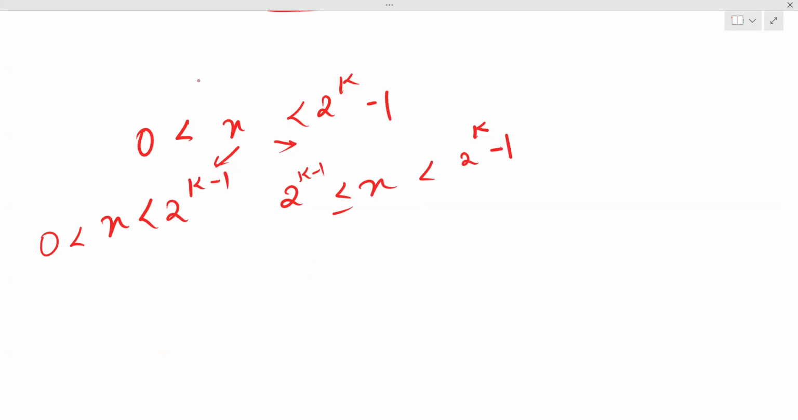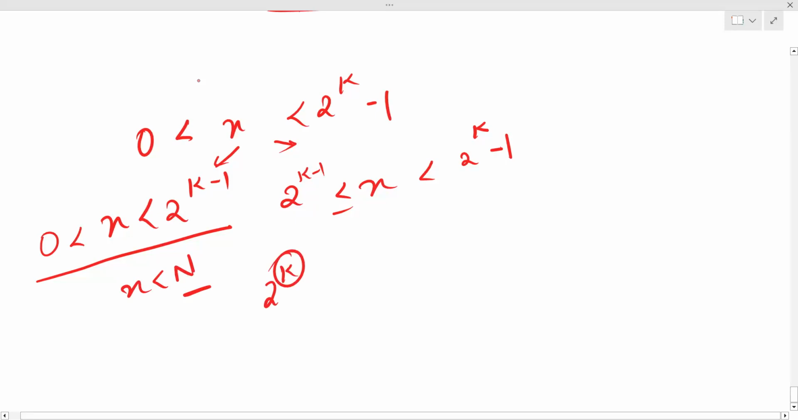Right? So if x is between these, it would mean my x is less than n. Why? Because n had this 2 to the power k minus 1 bit open. This is the max. This is the most significant bit in n. So this was open in n. So if my value is less than or equal to 2 to the power k minus 1, that means x is less than or equal to n. So if x is less than or equal to n, I have something like this till n.